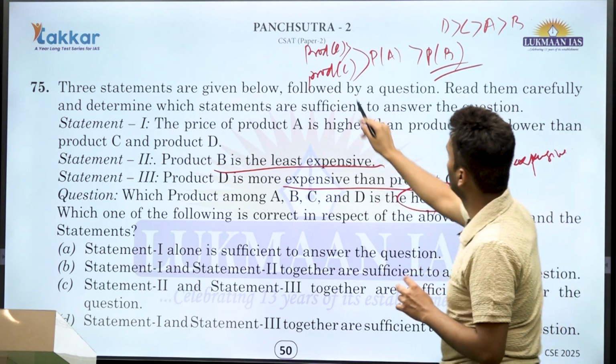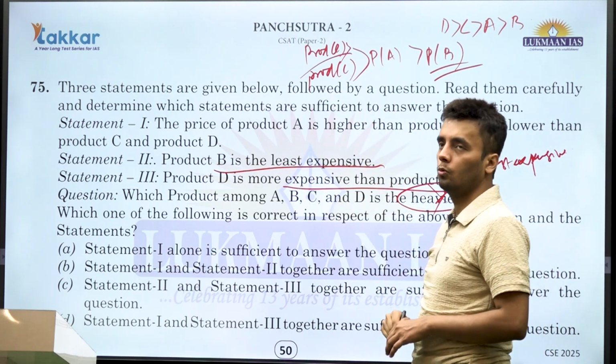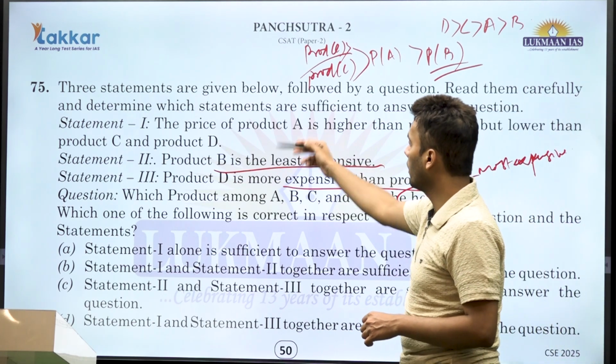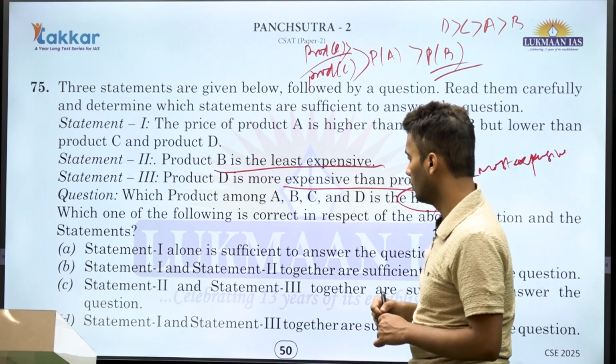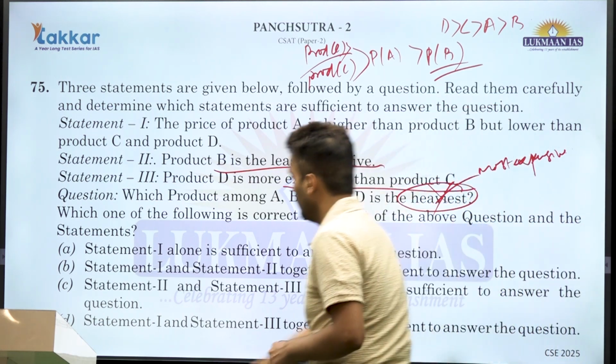So which one is the most? Product D. So from this we can deduce that we do not require statement 2, because we are asked the most expensive product. So from 1 and 3 only we can deduce. So statements 1 and 3 are sufficient. D is the correct answer.